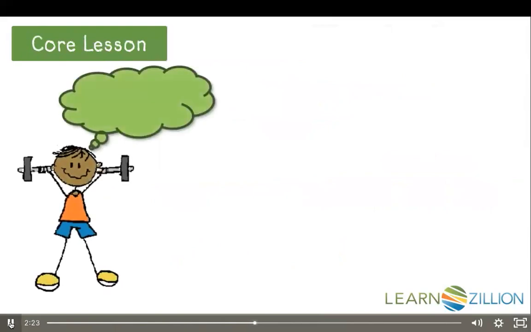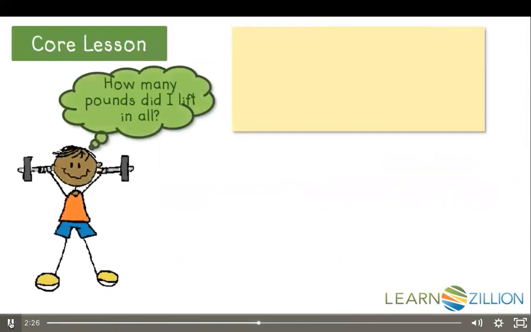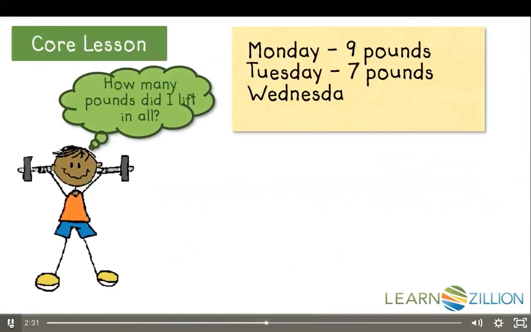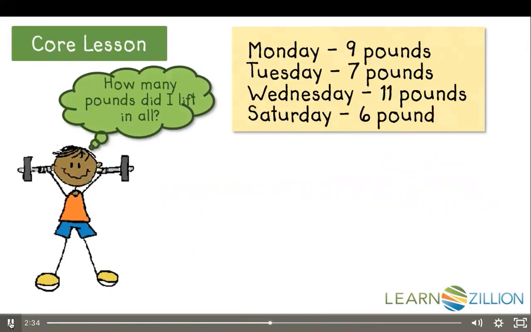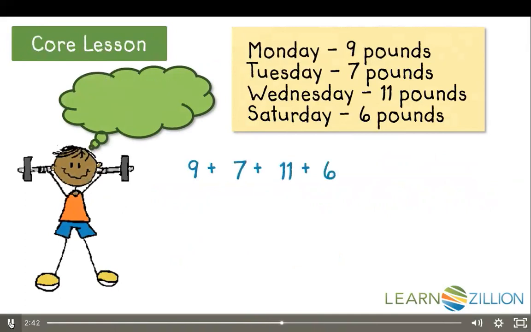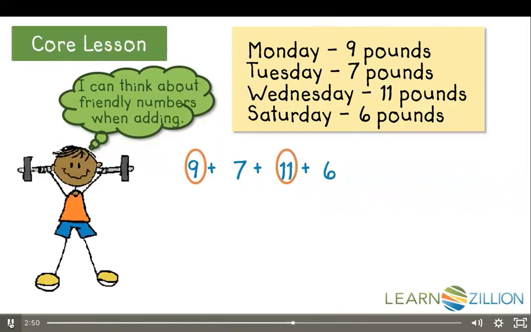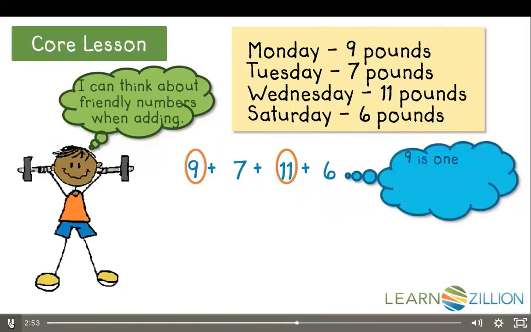Now let's add up the total number of pounds that I lifted. On Monday, I lifted 9 pounds, Tuesday, 7 pounds, Wednesday, 11 pounds, and Saturday, 6 pounds. I can add 9 plus 7 plus 11 plus 6. I can think about friendly numbers when adding. I know that 9 is 1 less than 10, and 11 is 1 more than 10. If I add 1 and then take 1 away, my final answer will not change.